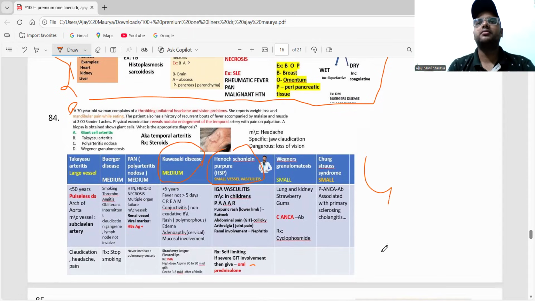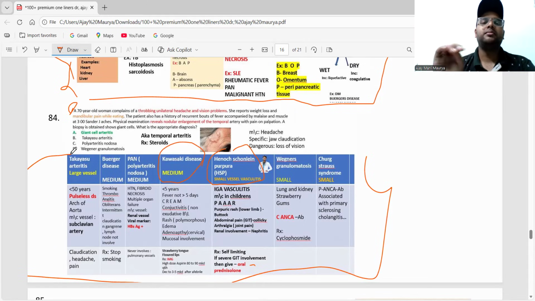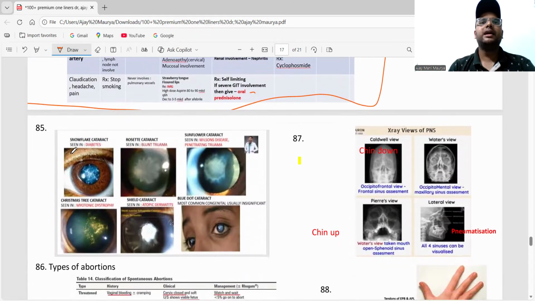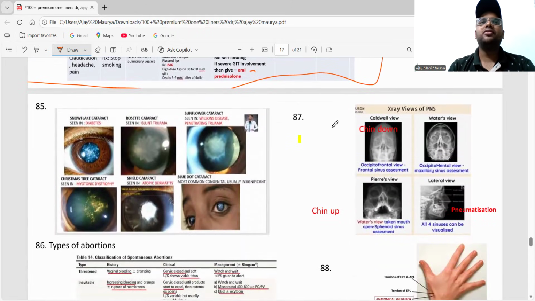Okay, now read this one. I think you already mastered this one, but I'm just reminding once again. Now, types of cataract. Everyone will know. Celiac cataract in atopic dermatitis. They will give the image, and you have to see what they are. Read properly.